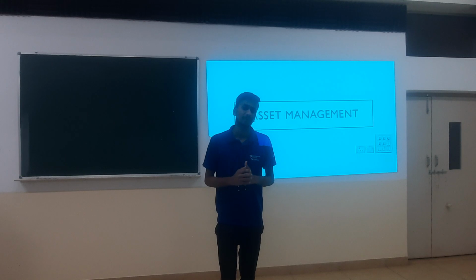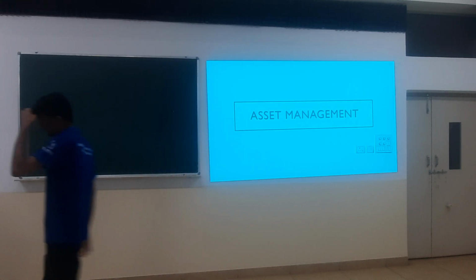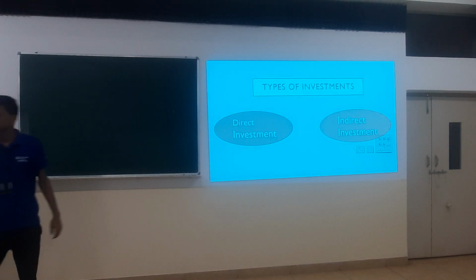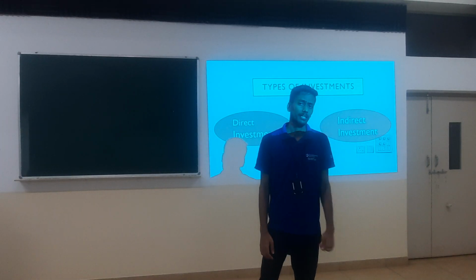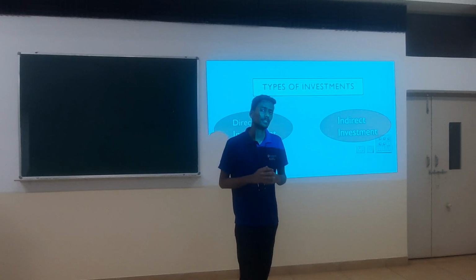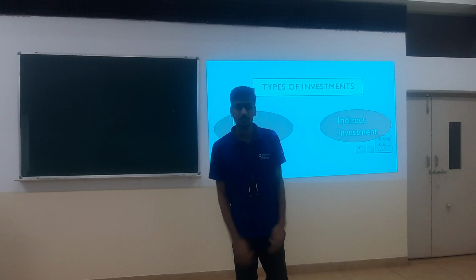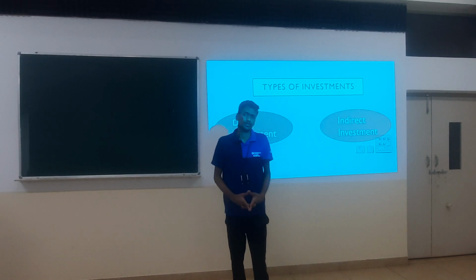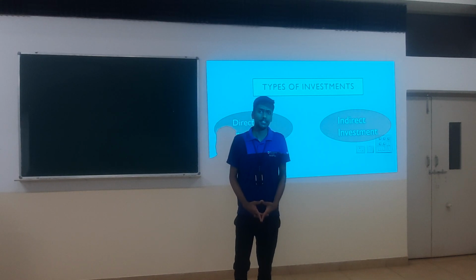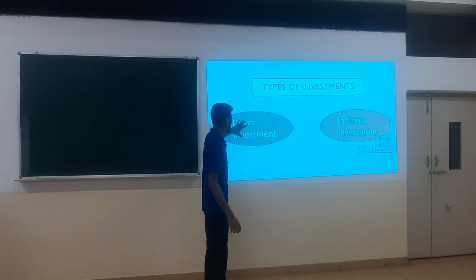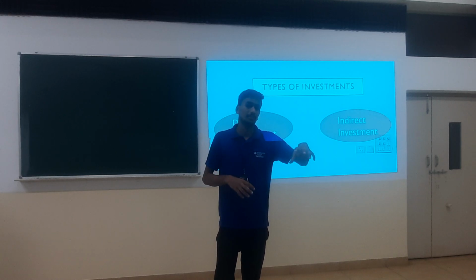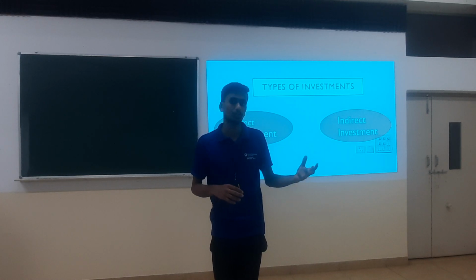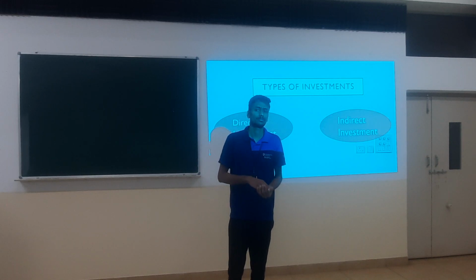Coming to the types of asset management. Dear friends, we have two types of asset management. The first one is direct investment, and the second one is indirect investment. In direct investment, what happens? The investor invests directly in the market, through a broker or a custodian bank.